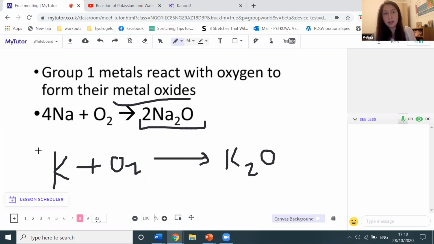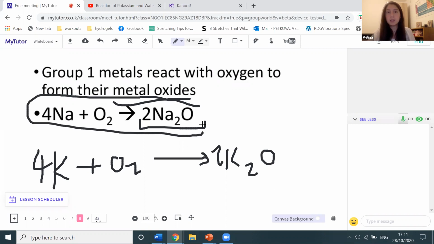And once again, we need to balance it. So we're going to put 4 in front of the potassium, 2 in front of the potassium oxide, just the same. So they follow exactly the same patterns. It's really good to know these equations because they quite commonly come up in your exams.